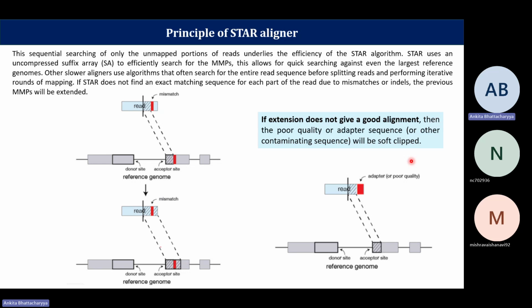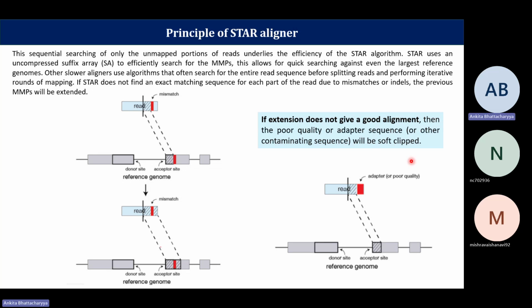Other slower aligners use algorithms that often search the entire read sequence before splitting reads and then perform iterative rounds of mapping. So as you can understand, that requires A, more time, B, can incorporate more inaccuracies, and C, is going to cost you unnecessary computational power. So in these aspects, STAR Aligner is a lot smarter, a lot more efficient, and is going to do the job in a much shorter time.